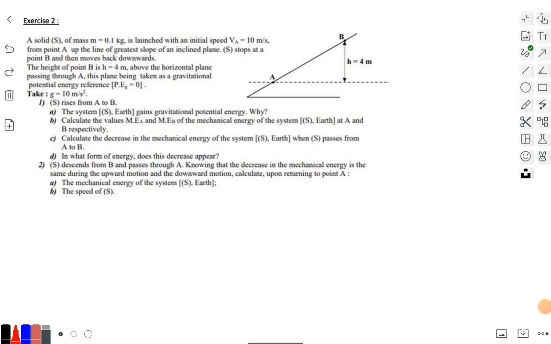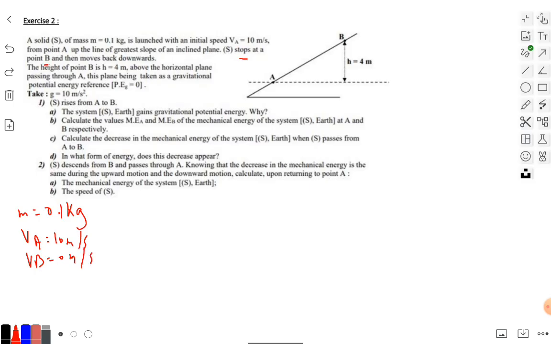Exercise 2. A solid S of mass m equals 0.1 kilogram is launched with an initial speed VA equal 10 meters per second from point A up the line of greatest slope of an inclined plane. S stops at point B, then moves back downward. It stops at point B, so VB is equal to 0 meters per second.